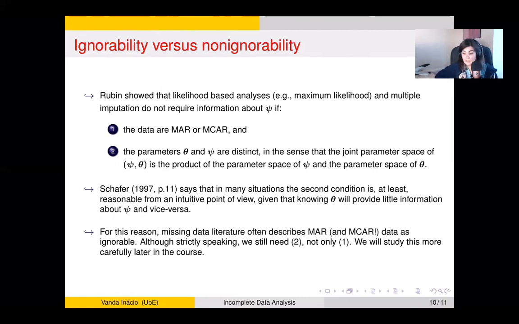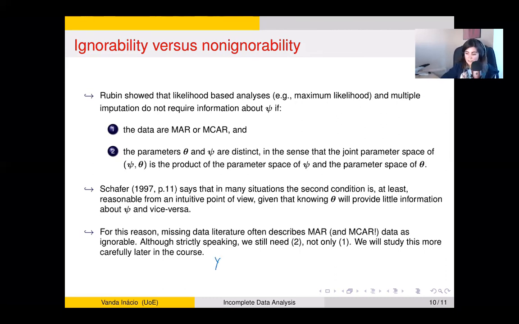And Schafer, in his book on page 11, says that in many situations this second condition is reasonable because usually information about theta will not provide any information about psi and vice versa. So basically we do not need to worry about psi when data are MAR or MCAR. Let's think about MAR as the most realistic situation, where the parameters of the missing data model and of the data model are distinct. What does it mean that they are distinct in practice?